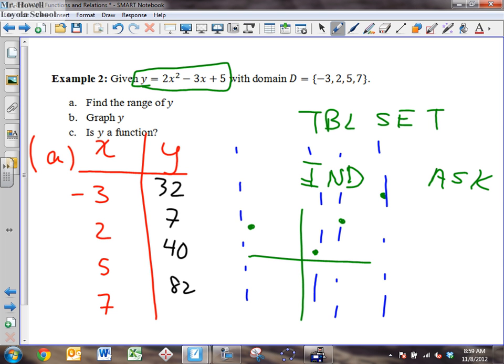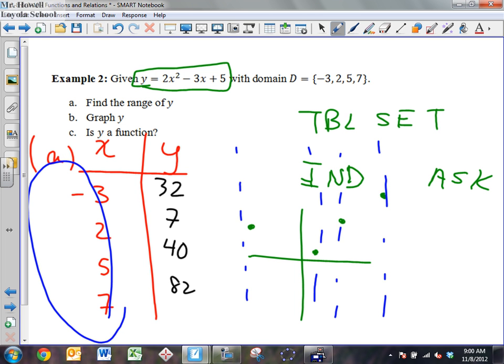So, part C, is it a function, everybody? Yes, because it passes the vertical line test. Or just look at your table. Do you see any repeating x values here? Does anything repeat? So automatically it's a function. If your x values don't repeat, it's not possible to not be a function. Okay? Sorry, I should not use a double negative there.